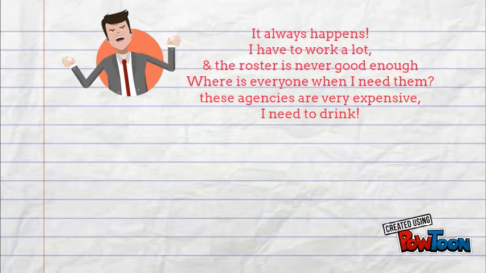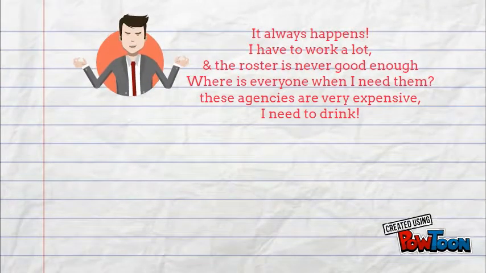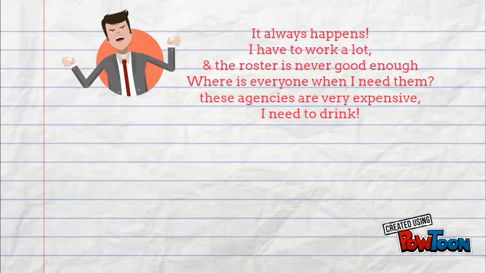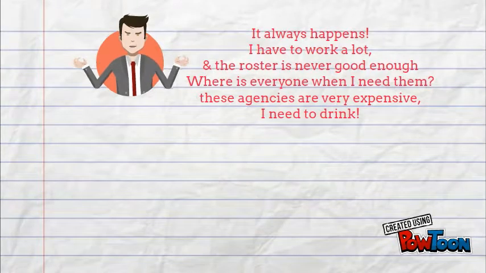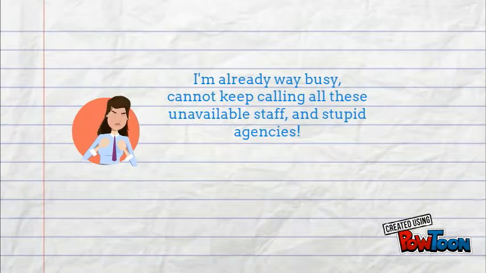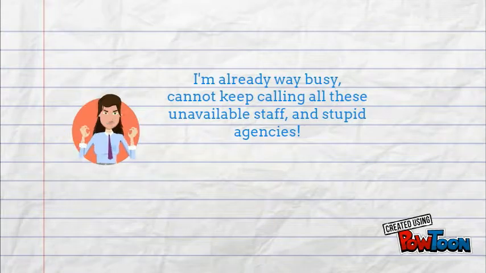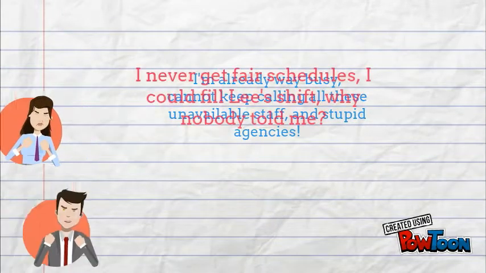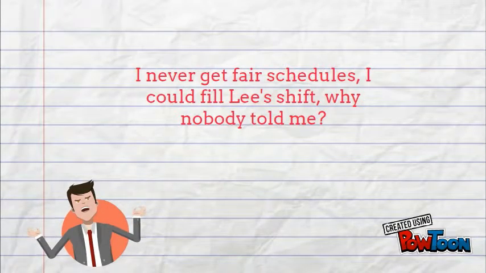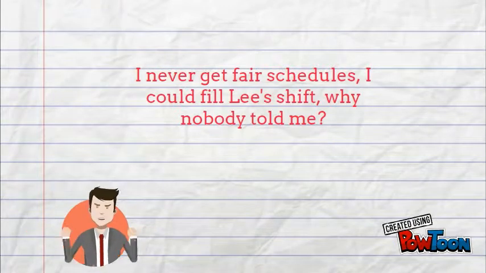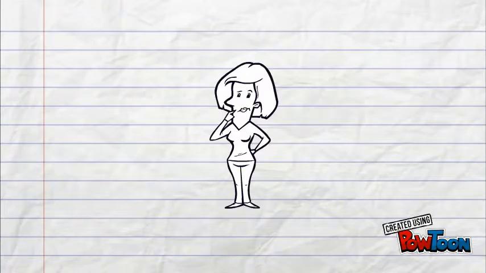John, what happened? You have a lot to do. The roster is never good enough. Where is everyone when you need them? The agencies are very expensive. I don't think that's a very good idea, John. Jess, what's with you? You cannot keep calling all these unavailable staff and stupid agencies. Ouch. Fred, I know, you never get fair schedules. You could fill Lee's shift. Why did nobody tell you? How can IT help us with this problem?